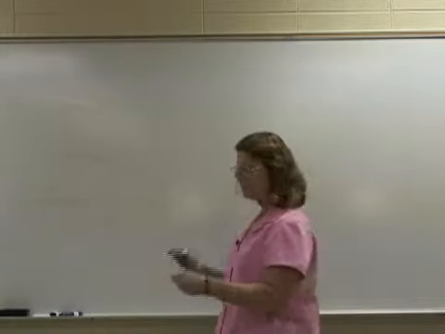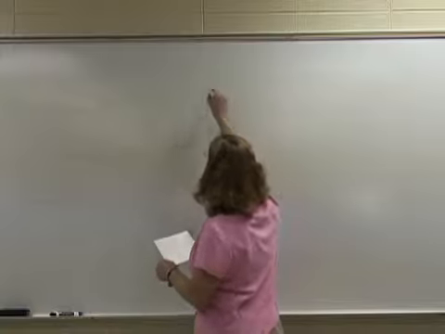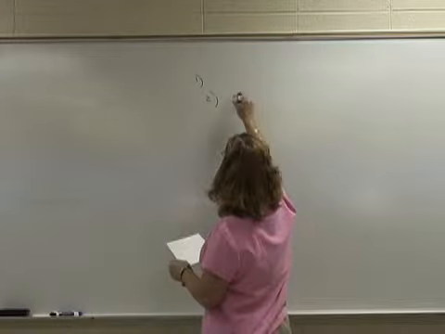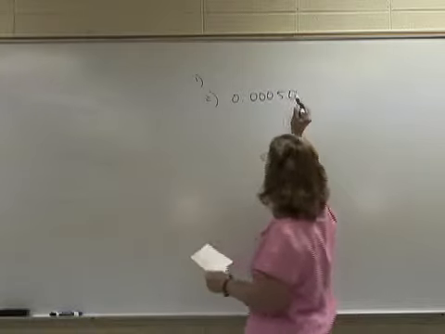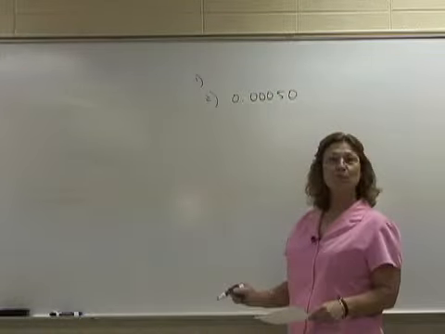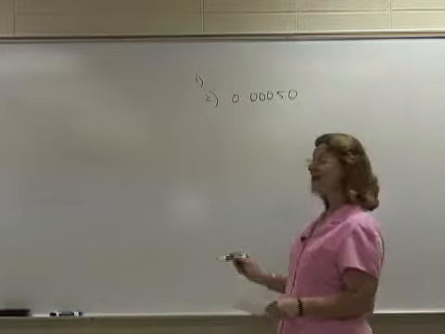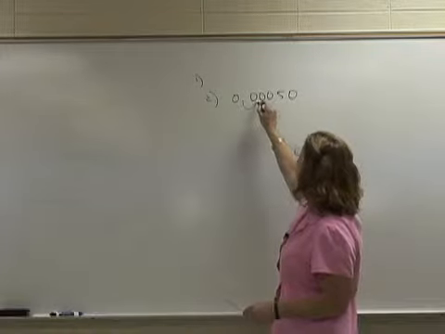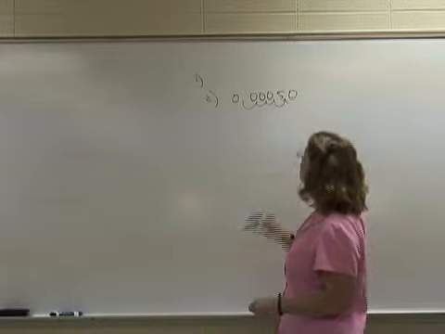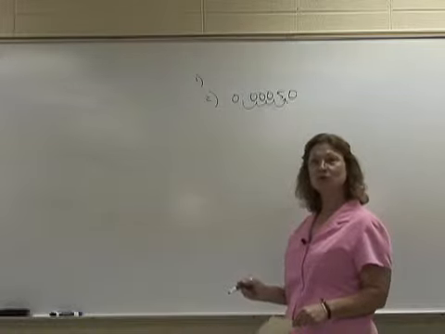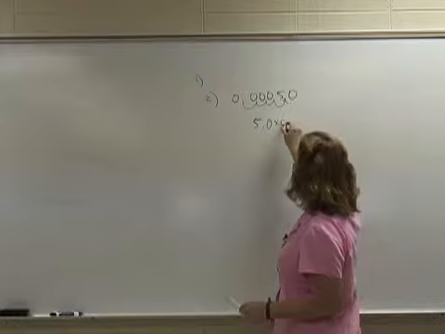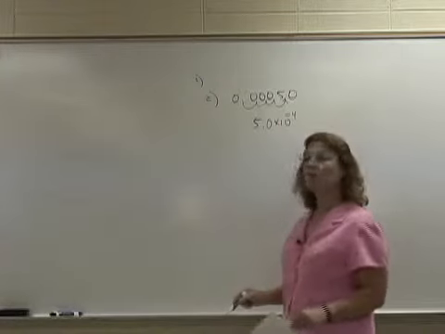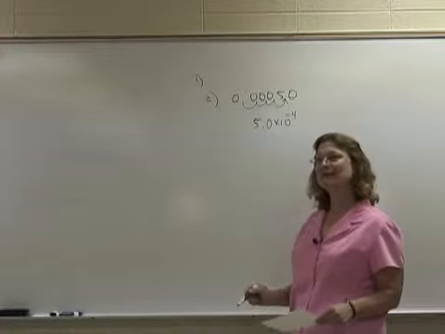So the first number was 0.00050, and we have a number that is less than 1, so we will have to move this decimal 4 places behind the first whole number, and the answer would be 5.0 times 10 to the negative 4th. And we'll learn why I had to put that 0 there.